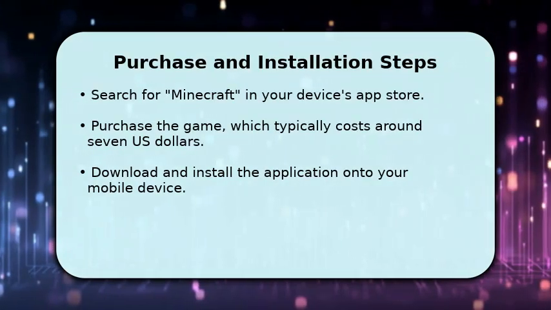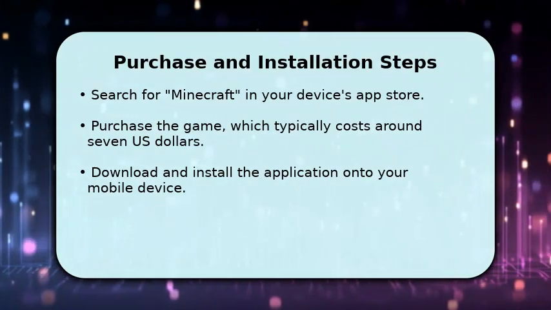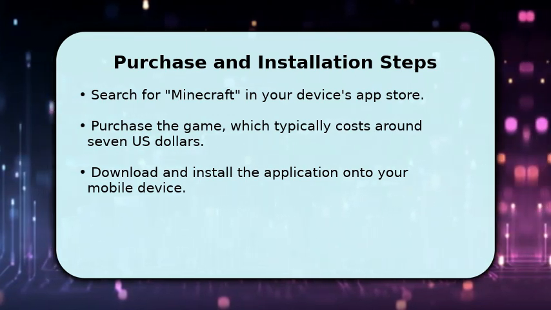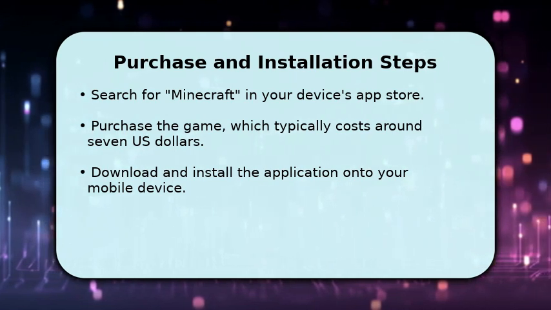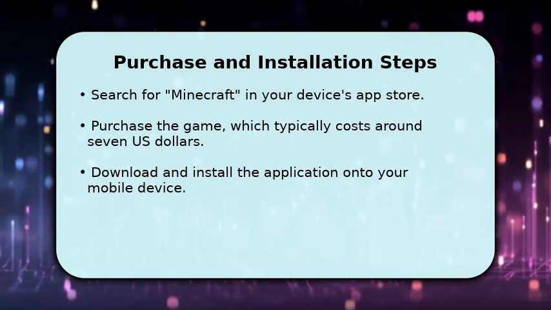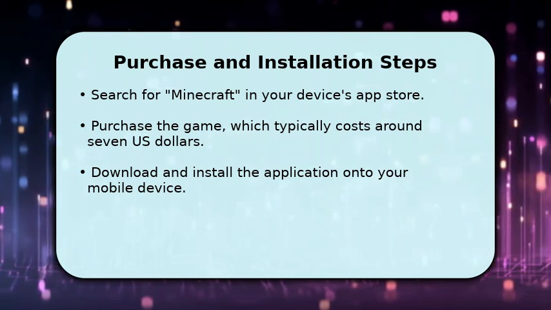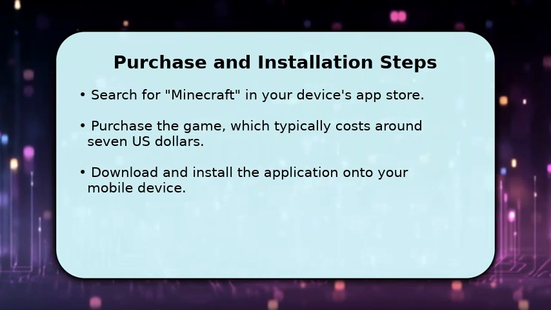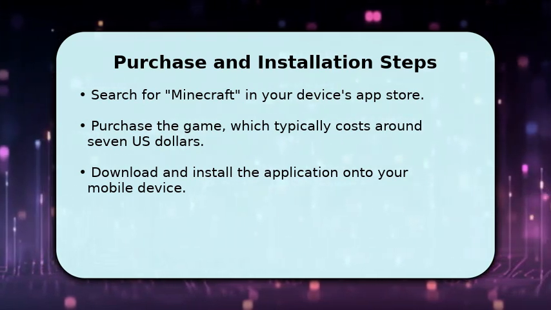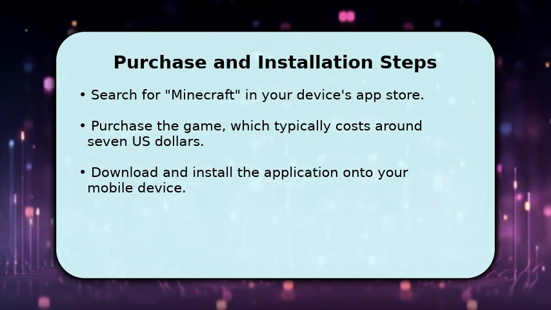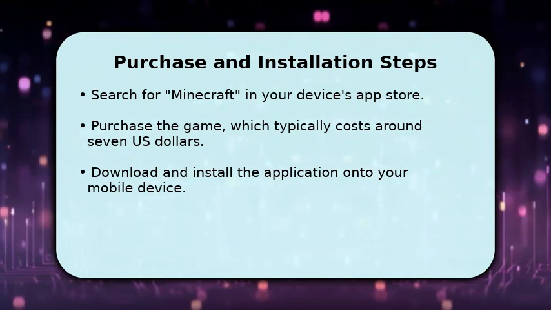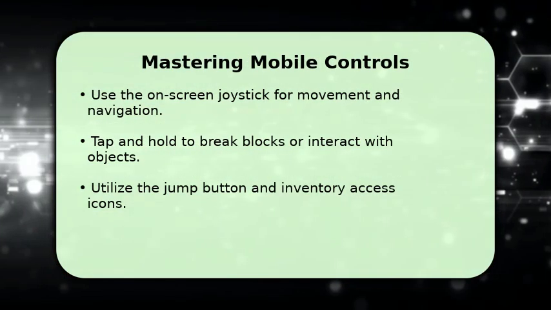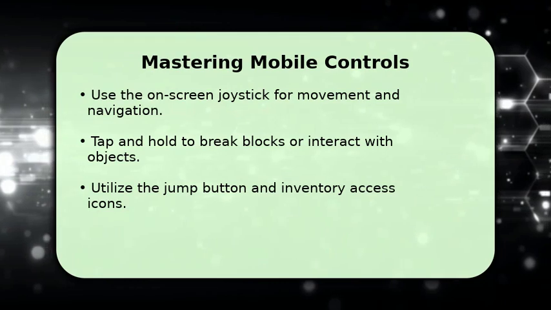Once you've opened your App Store, simply search for Minecraft in the search bar. You'll see the official game listed, usually with a green block icon. Tap on it and then proceed with the purchase. The game typically costs around $7, a one-time fee. After purchasing, the download will begin automatically. Ensure you have a strong Wi-Fi connection to avoid data charges and speed up the process, as the initial download is about 150 megabytes.